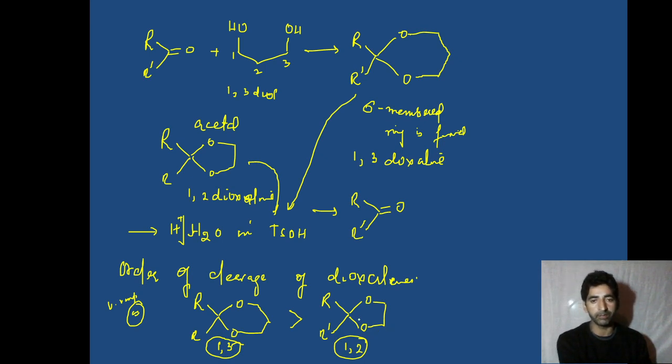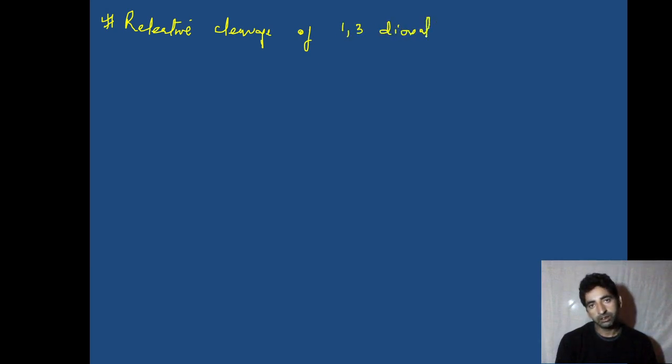So this becomes very important. 1,3-dioxanes are cleaved more readily than 1,2-dioxolanes. Now let us take the next order. So the next order is relative cleavage of 1,3-dioxanes. This is very important from a competitive exam point of view. Relative cleavage of 1,3-dioxanes. Question may be directly asked. So I have a number of 1,3-dioxanes over here.